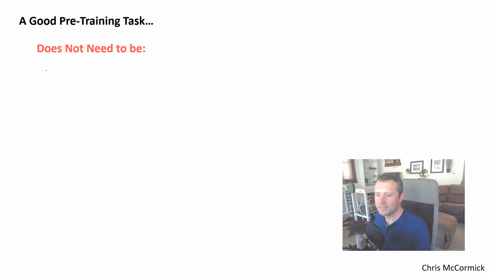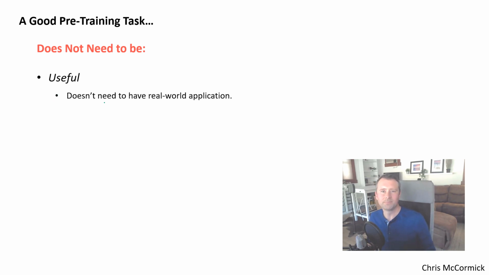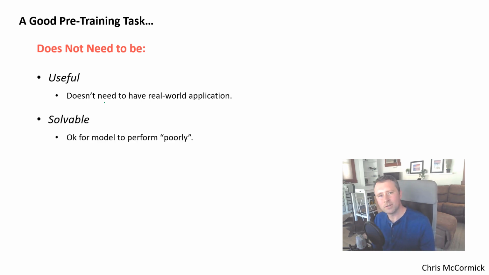So first of all, it does not need to be useful. It doesn't need to have a real-world application because we're not going to use it for that, right? Pre-training is the purpose. And it also doesn't need to be solvable. I think that's another kind of confusing aspect of the pre-training tasks. So with the masked language model, that's a pretty hard task, right? If you were to give me a sentence where you've crossed out a word, I think I'd only be able to predict the right word some percentage of the time. There's only so much you can infer from the context, right?